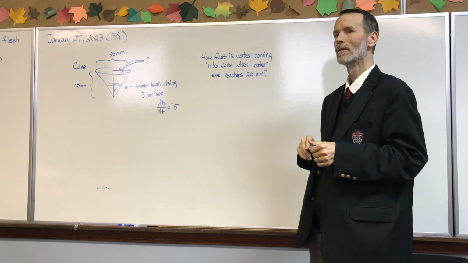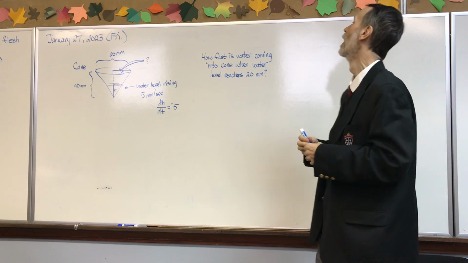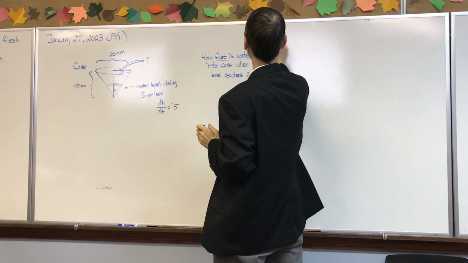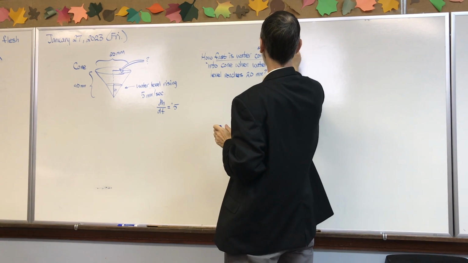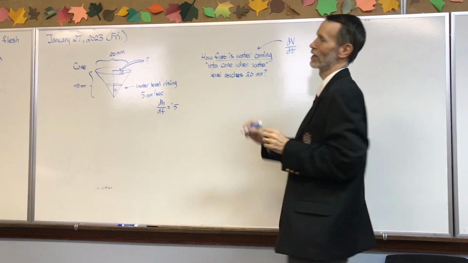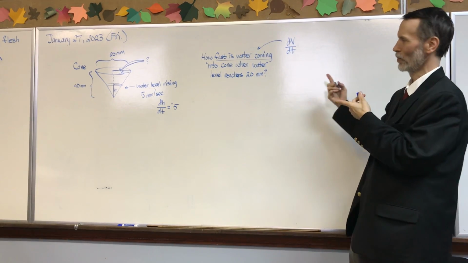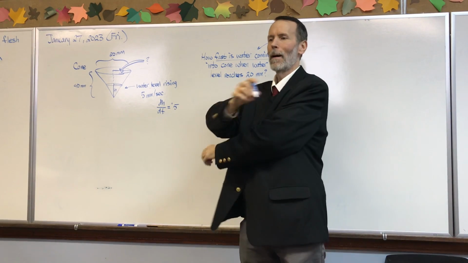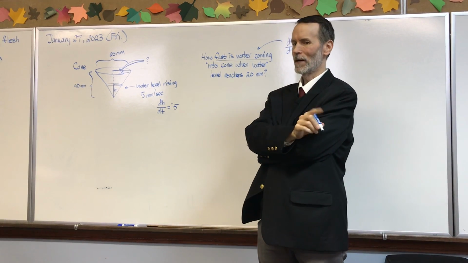Do we need to have dV over dt? How fast the water is coming in is in fact change in volume over change in time. That's correct. So that's what our answer is. That's what we want our answer to be. So how do you set the problem up? Randy, help me out.